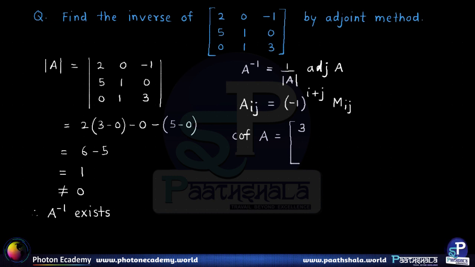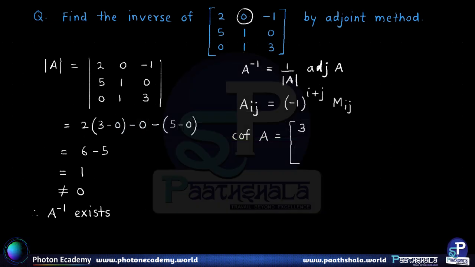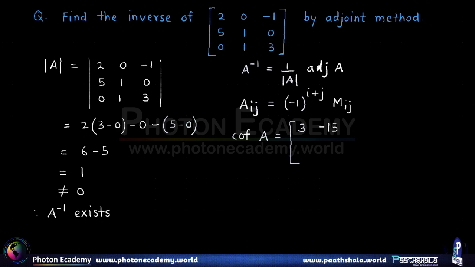Now let's move ahead and calculate the cofactor of element 0. Skipping its row and column, we have the product of 5 into 3, which is 15, minus 0 into 0, so that is 0. So you see the minor of 0 turns out to be 15. But this element 0 is in the first row and second column. That means 1 plus 2 is an odd number. So whatever product we had got as 15, we must attach the minus sign to it.